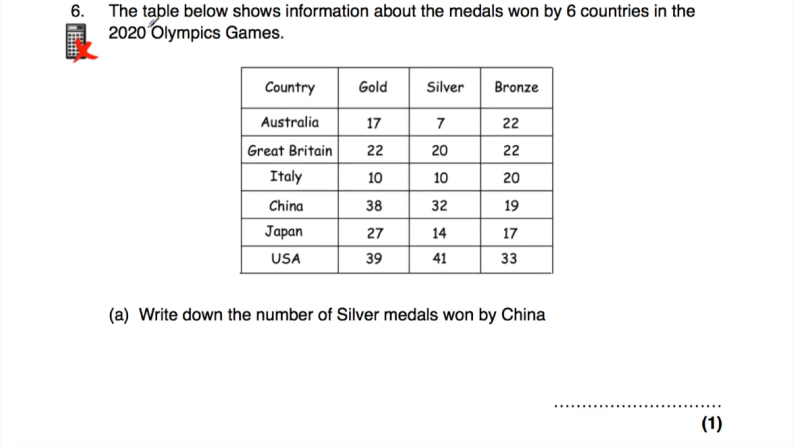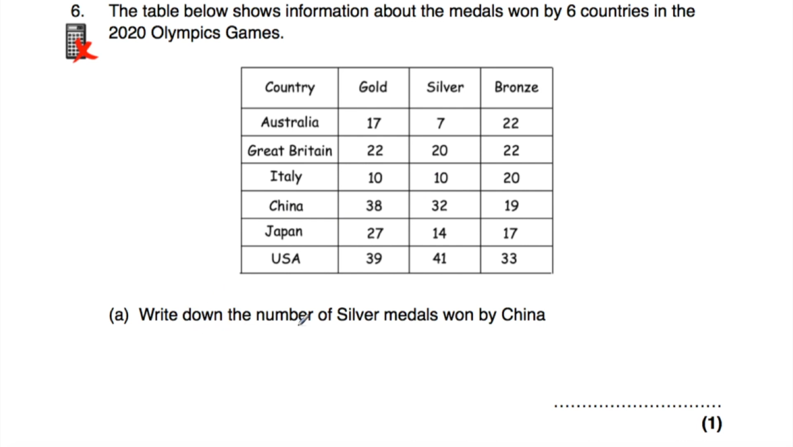And so our next question says, the table below shows information about the medals won by 6 countries in the 2020 Olympic Games. So obviously they took place in 2021, but they were still called the 2020 Olympics in terms of the branding and so on. And we've got 6 countries. We've got Australia, Great Britain and Northern Ireland, Italy, China, Japan and the USA. And we've got the number of gold, silver and bronze medals that each of those countries won.